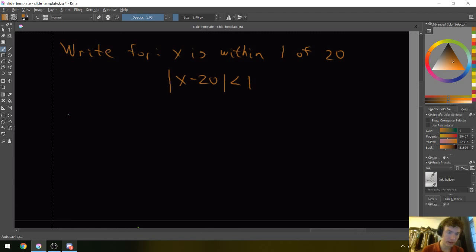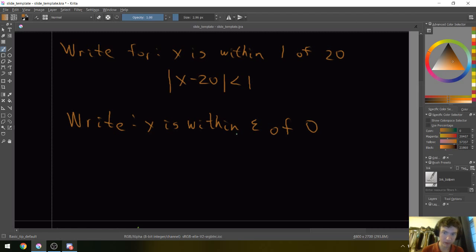Now, how would I write, and my pen is screwed up again, write x is within epsilon of 0. How do I write that? This would be the absolute value of x, excuse me, absolute value of x is less than epsilon. Good. Okay. So if x is within epsilon of 0, the absolute value of x is less than epsilon.